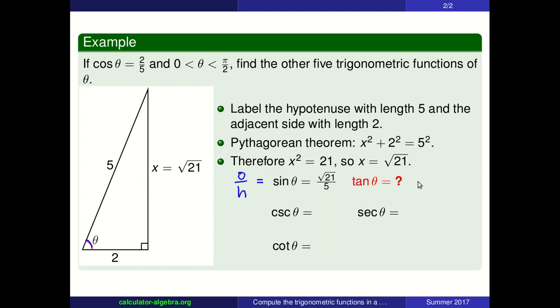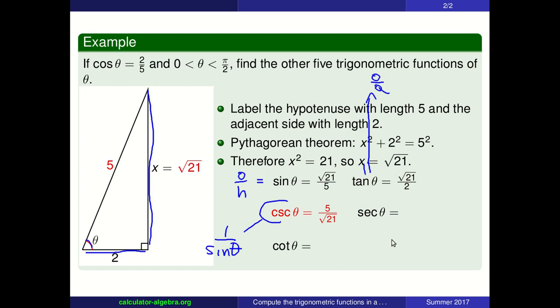Now, tangent of theta. What was tangent of theta equal to? Well, tangent of theta, that was, which side over which was it? I'm sure you guessed it, the opposite side over the adjacent side. So that should be radical of 21 over 2. All right. Cosecant of theta, what was cosecant of theta equal to? Well, cosecant of theta, that was 1 over sine of theta, which, in this case, we can just directly say that's 5 over radical of 21.